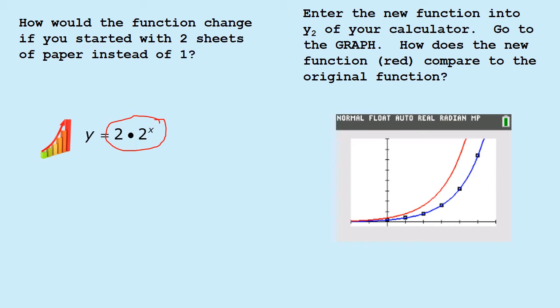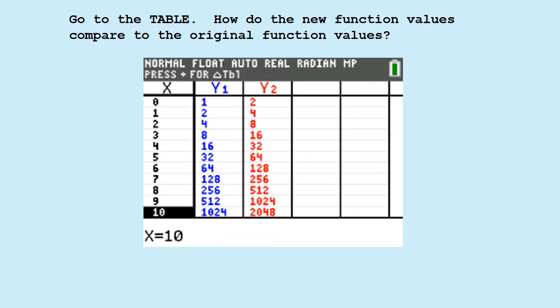Okay, and next we'll look at the table. When we look at the table, we see that everything in y2 is double what's in y1, because instead of starting with 1 sheet of paper, I'm starting with 2 sheets of paper. So instead of starting with 1 sheet and doubling to 2, 1 fold makes me go to 4 because I'm taking 2 sheets and folding them in half. So it's going to make everything twice as big. So it's going to go up twice as fast.